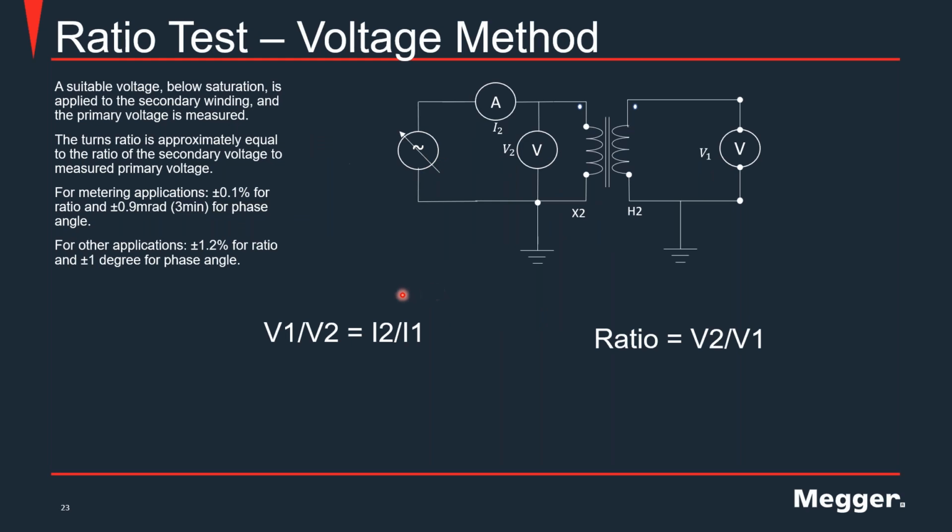Why can we do that? Because we know that in a transformer, we can approximately say that the ratio of the voltages equals the inverse of the ratio of the currents. Now, I'm assuming here a no-loss transformer, but since we are injecting voltage on the secondary and the impedance of the secondary is very high, then we can take this ratio of the transformer as being the inverse ratio of the voltages. The ratio in this case would be V2 divided by V1, or the voltage that we're injecting on the secondary divided by the voltage on the primary.